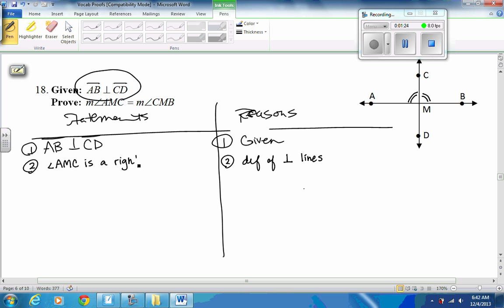And you know what? I can use the same step because I'm using the same reasoning to make this next statement about the second angle. Angle CMB is also a right angle. And we could say that about all of the angles in that picture. But I'll start with just these two because I want to focus on those. If we need more, we can go back and maybe add to it. But we'll start with these.